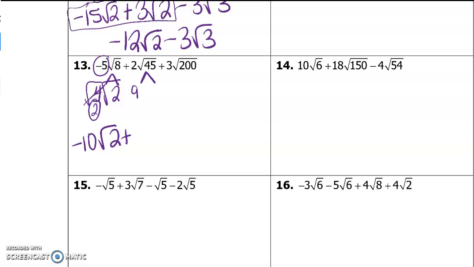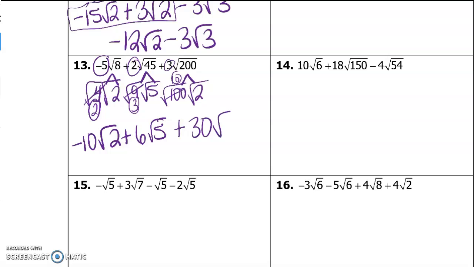45 gets broken into 9 times 5, square root of 9 is 3. 2 times 3 gives me 6 square root of 5. 200 gets broken into 100 times 2. Square root of 100 is 10. 3 times 10 is 30 square root of 2. So bring down the plus sign and then 30 square root of 2.